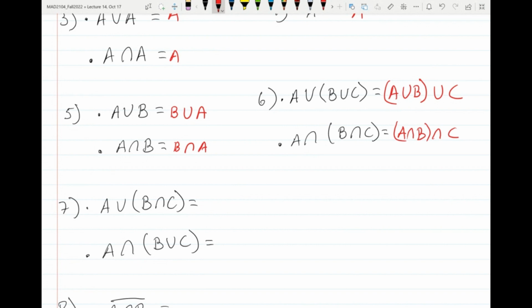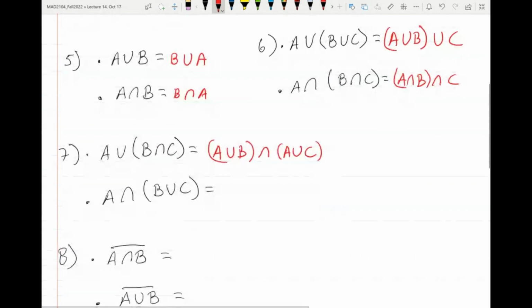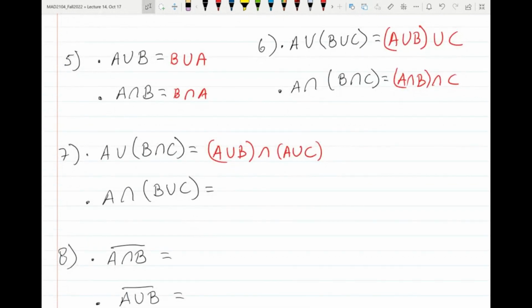Now here we have a mixture. How do union and intersection relate to each other? Well, we have distribution. The same way that OR distributes over AND, union distributes over intersection. So this would be A union B, intersected with A union C. And intersection also distributes. So this would be A intersection B, union A intersection C. It's the same thing that we had on the left, just the distributive property.